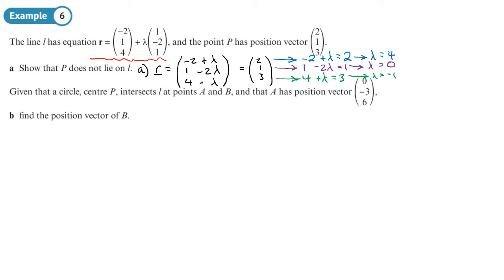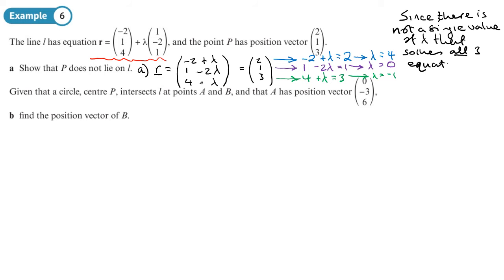So we can say something like this: since there is not a single value of lambda that solves all 3 equations, 2, 1, 3 is not on L, the line L.